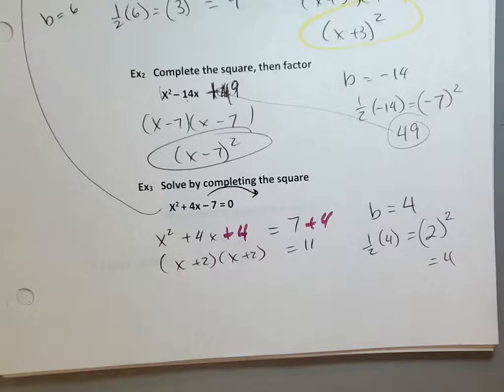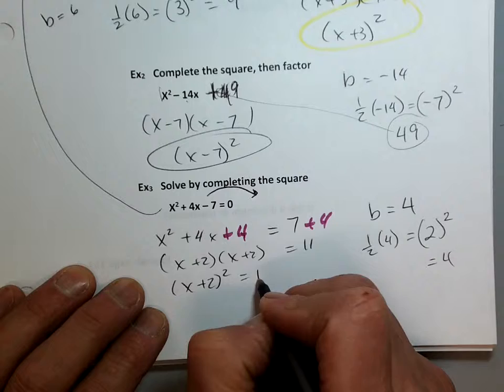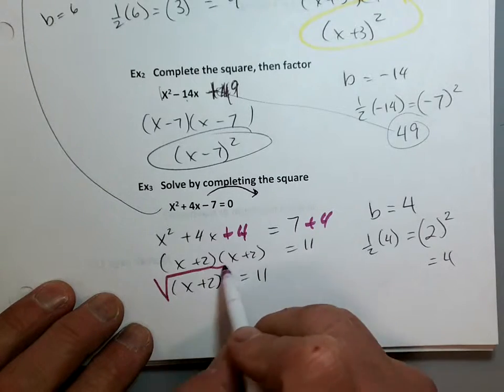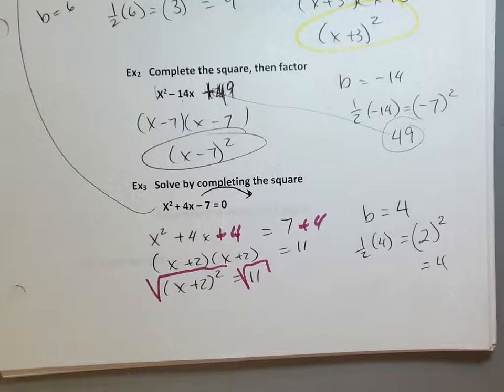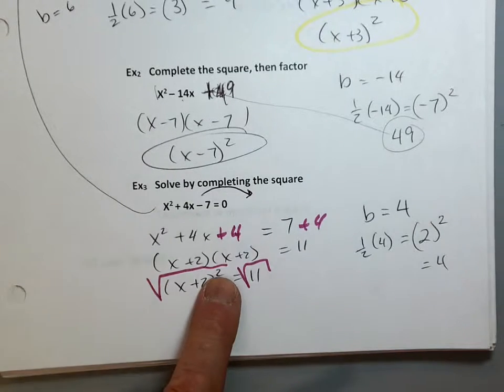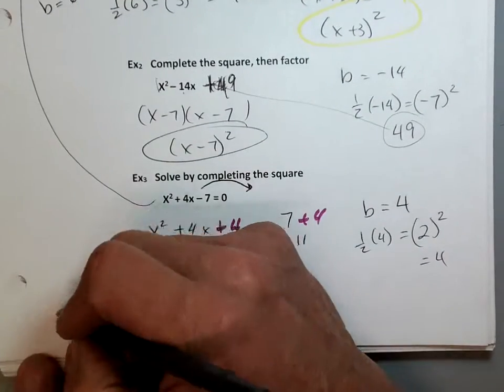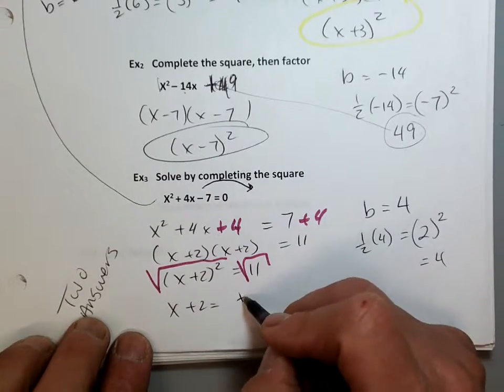But I can rewrite that. X plus 2 quantity squared equals 11, right? Now I want to solve. So if I have to solve, I have to undo the square with the square root, right? So I'm going to square root both sides. Because the square root gets rid of the square, right? So now I don't have an x plus 2 squared anymore. I just have an x plus 2, okay? Now, 2 answers, right? I get plus or minus the square root of 11.